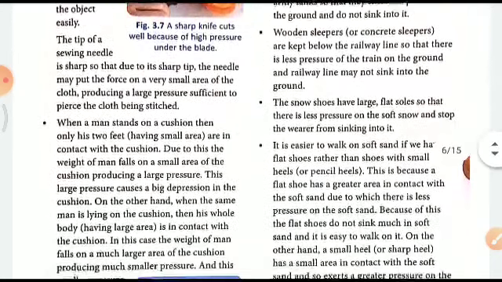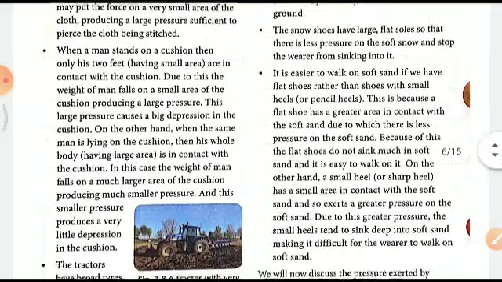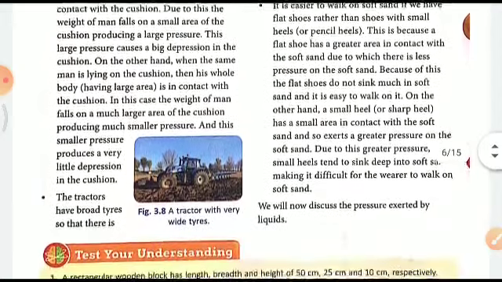When a man stands on a cushion, only his two feet are in contact with the cushion. Due to this, the weight of the man falls on a small area of the cushion, producing a large pressure. This large pressure causes a big depression in the cushion. On the other hand, when the same man is lying on the cushion, the whole body is in contact with it, and the weight falls on a much larger area, producing a much smaller pressure. This small pressure produces a very small depression.